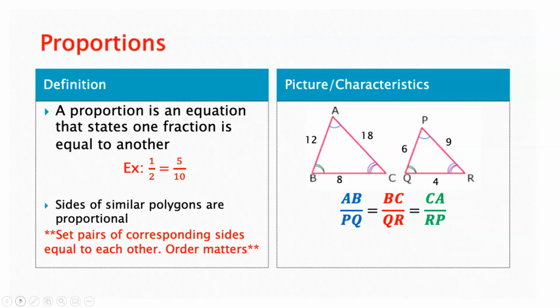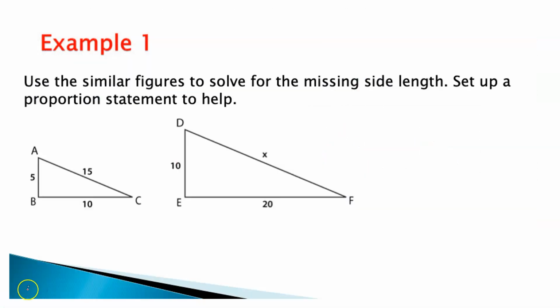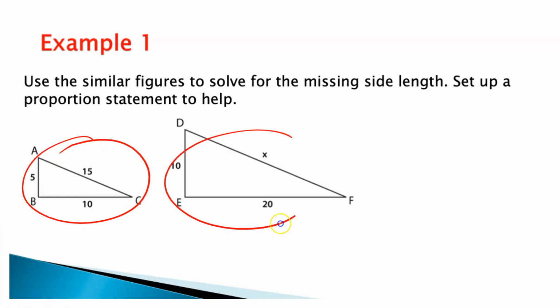So sides of similar polygons are proportional, and we're going to use that to our advantage today. We're going to be taking a look at two sides, comparing them and using it to our advantage to find a missing side. So here, for example number 1, it says use the similar figures. So we do know that these are similar.